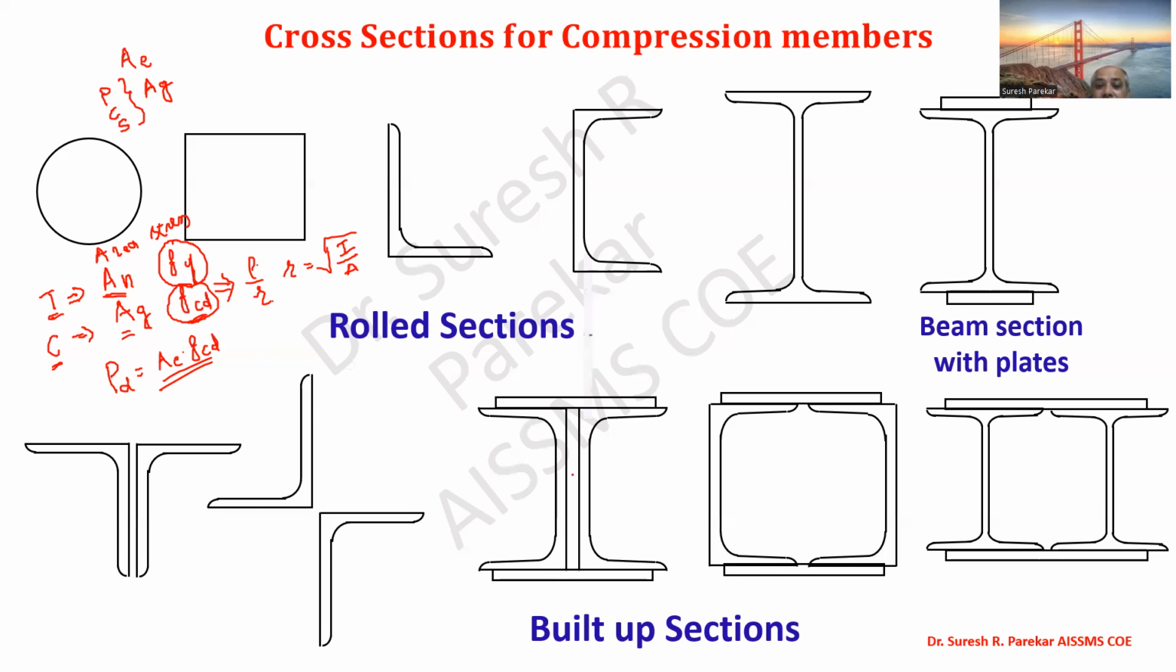Now he may ask when you will go for built-up section. I already mentioned, when we use rolled section, there are two criteria. One, when ZP required is greater than ZP available, and we have seen this is ISWB 600, which is something like 4300 centimeter cube. And second, sometimes you have restrictions given. In that case, you have to go for built-up sections.